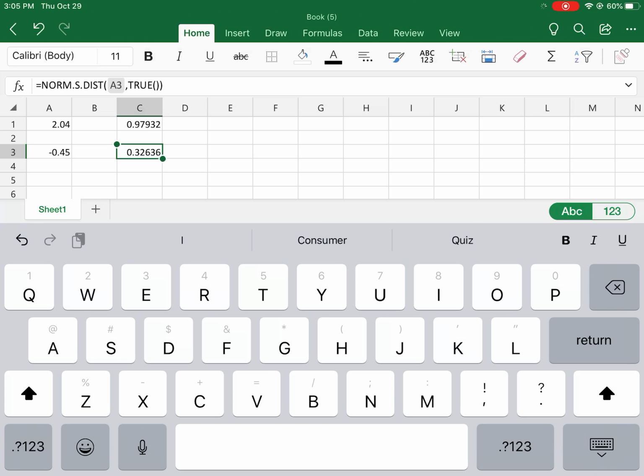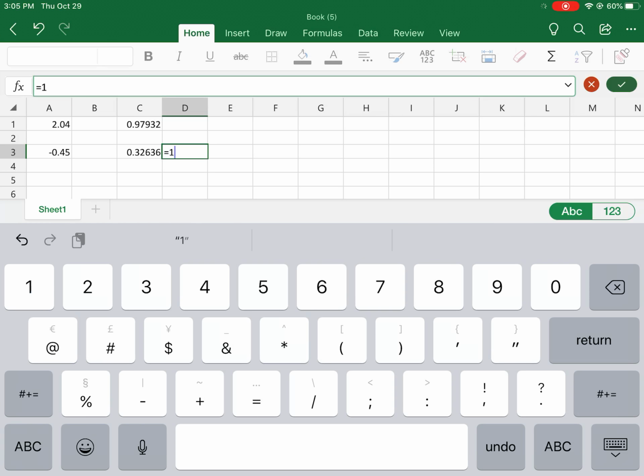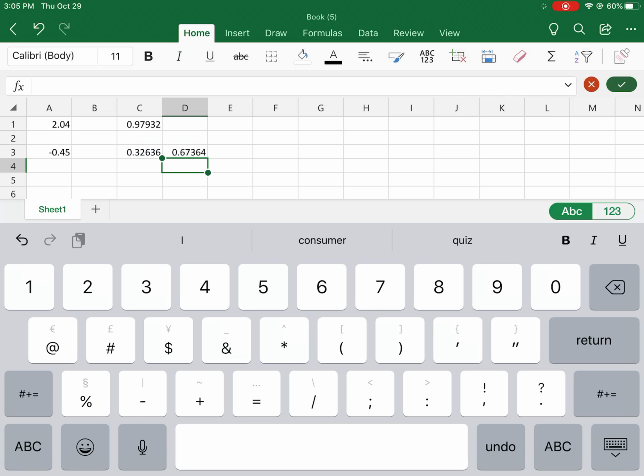So remember, that one there, I'm going to highlight that for you. That was to the left. We want to the right, so I just have to subtract from 1. So in this slide over here, because again, we're doing that cell referencing, it's equal to 1 minus, and I'm going to highlight that, and hit enter. And now I have my answer.